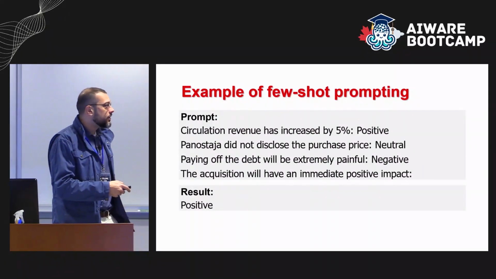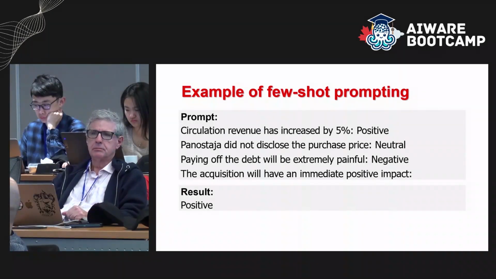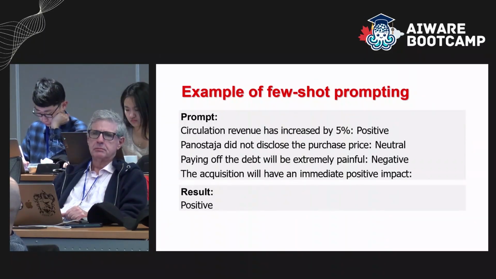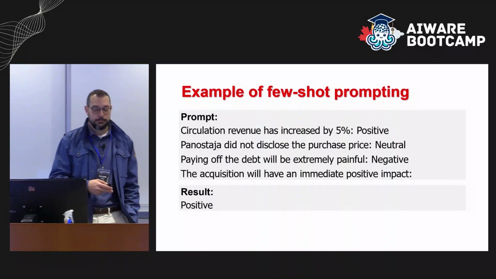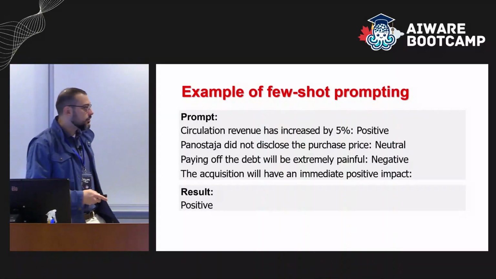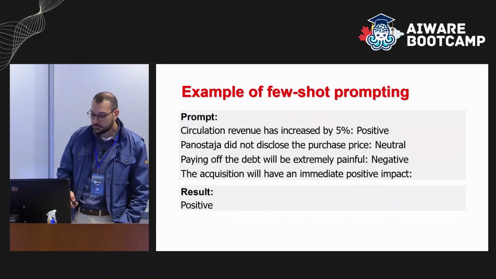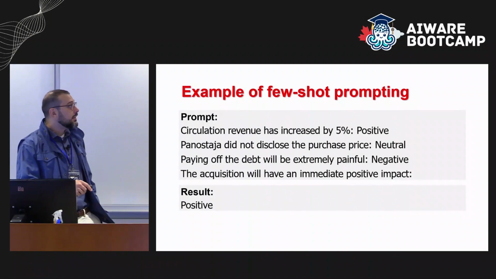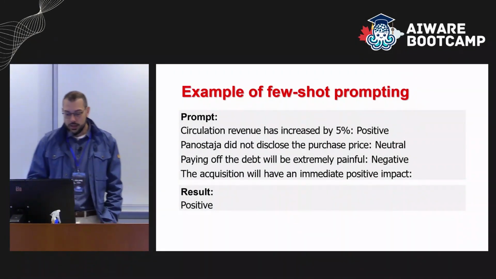So you have positive for this, a neutral for this sentence here, and negative for this last sentence here. And then I provide the model with this: "The acquisition has an immediate positive impact," and you expect the model to generate positive as a result, as a generation from whatever is left here. So the examples are priors to the model, and the model is trying to follow what it saw previously.